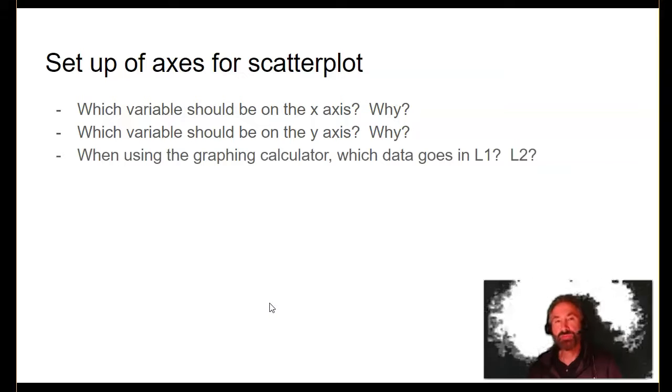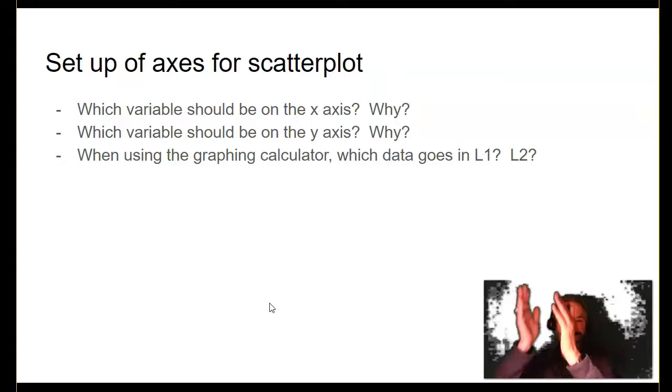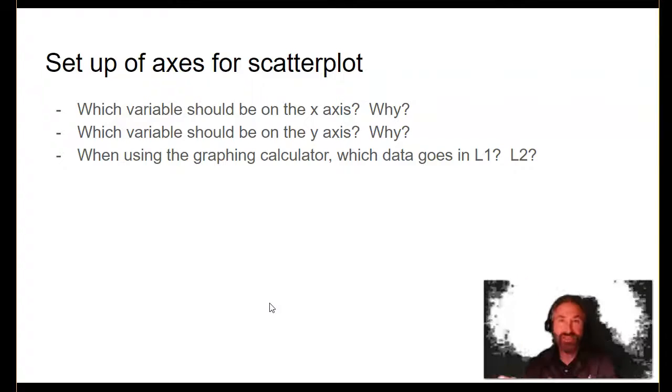Also, when we have to put the data into our graphing calculator, I think there is some confusion about where do we put the data, which data do we put where? And in general, we're going to put the data that goes on the x-axis in the first list and the data that goes on the y-axis in the second list. So it's just kind of nice because it's orderly that way. You know, x data first, y data next.